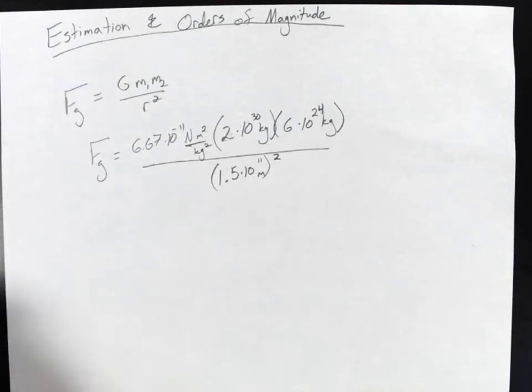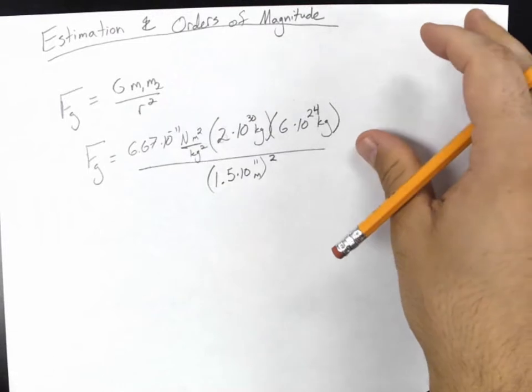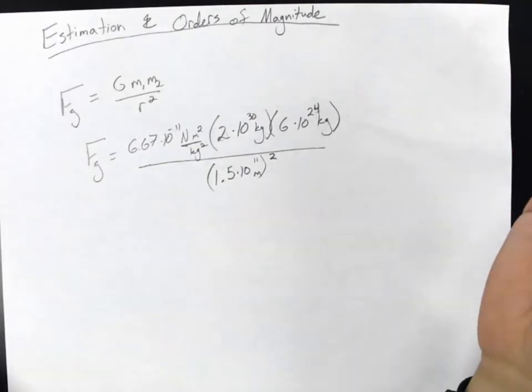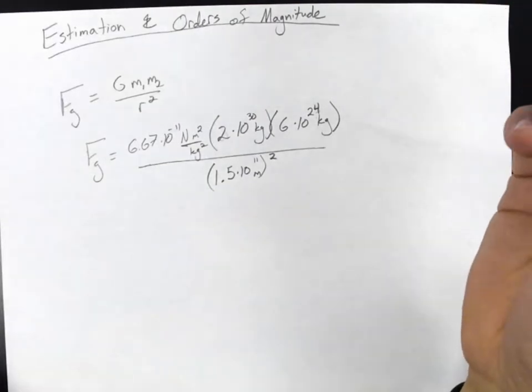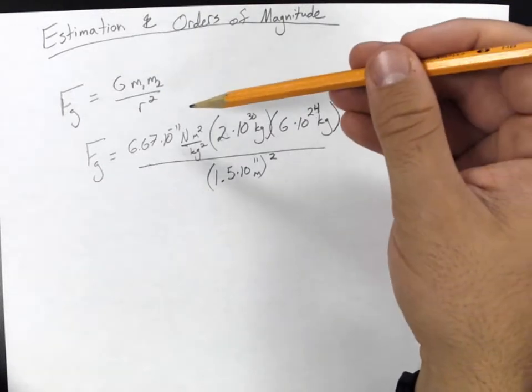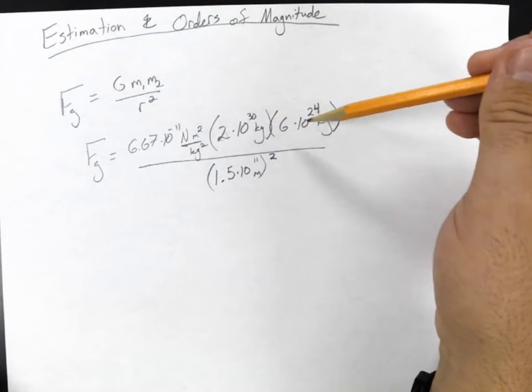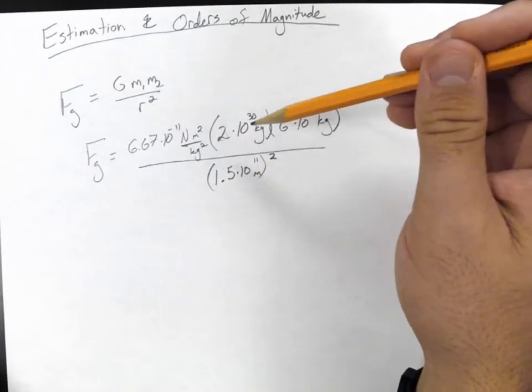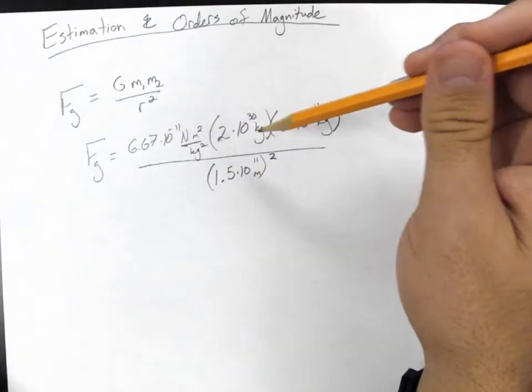For this particular section, we're going to talk about estimation and orders of magnitude. For this, I've used one of the things in this class which we will use that has the biggest numbers. Humongous numbers, which is why we're going to work with orders of magnitude, which is just describing how big or how small a number is.